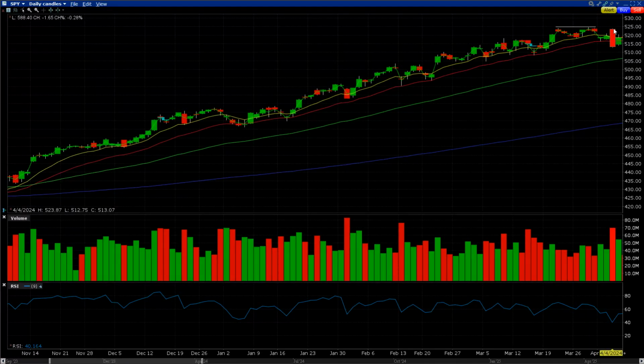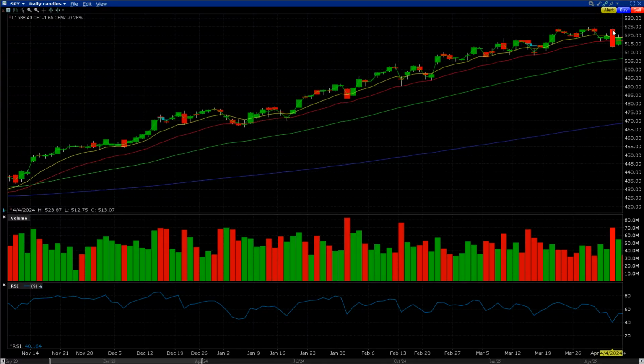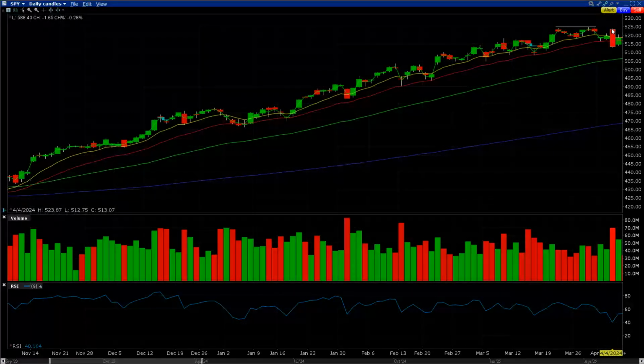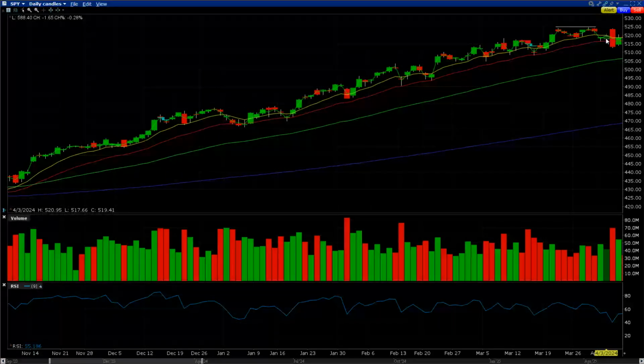And people like to buy a gap open. Well, if you had bought that gap open, you got maybe about 6 cents worth of upside before the market just started selling, selling, selling all the way down through the previous day.